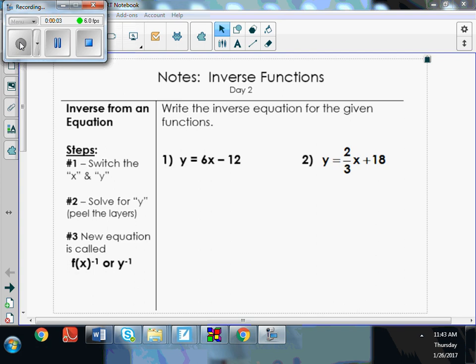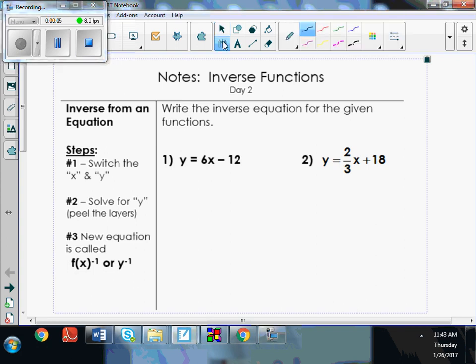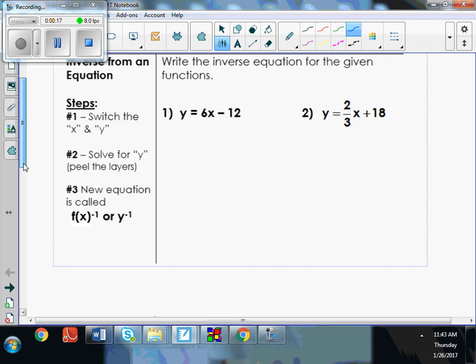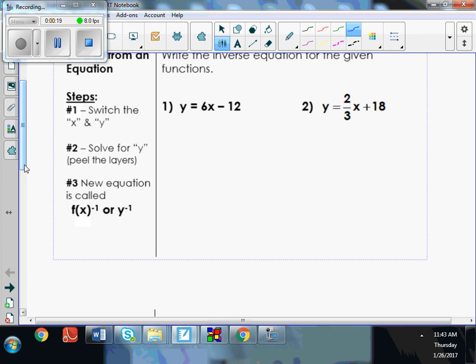Okay, so today we're going to learn about inverse functions, finding them from an equation. Yesterday we did tables and points and graphs. Today we're going to look at equations. Same basic rule: when you're finding the inverse, you switch x and y, and then we're going to solve for y.